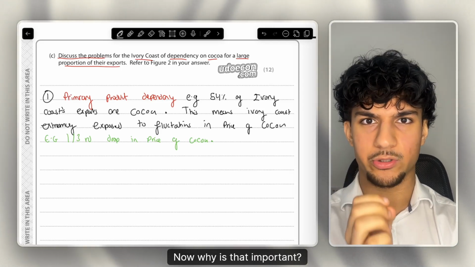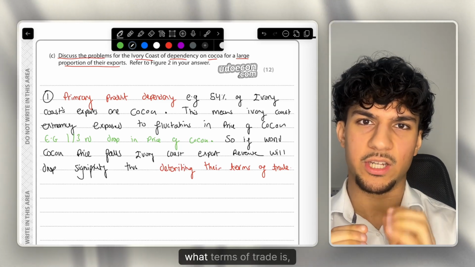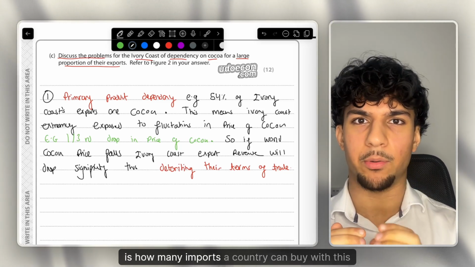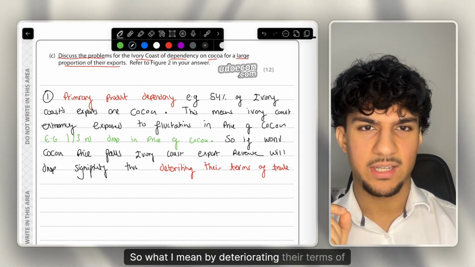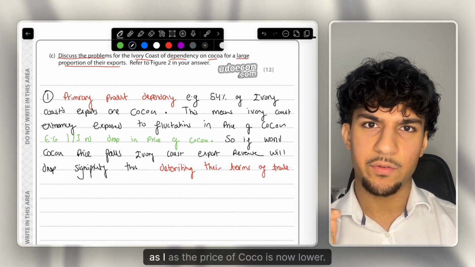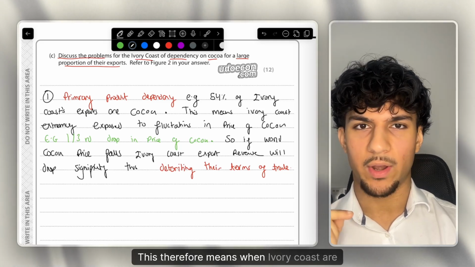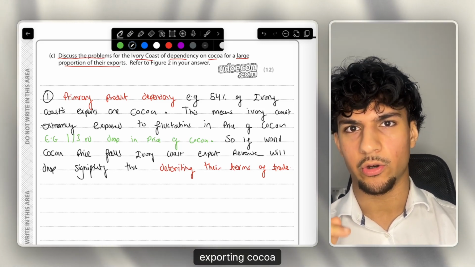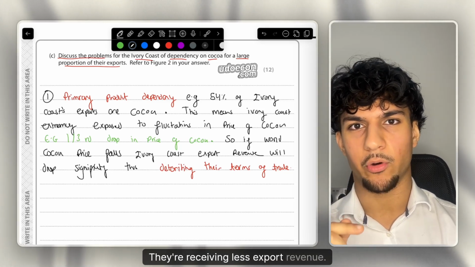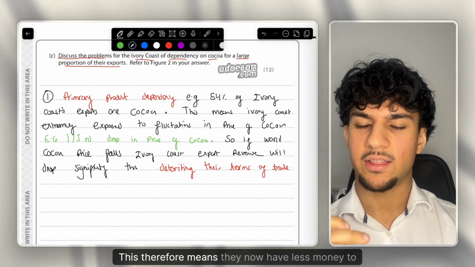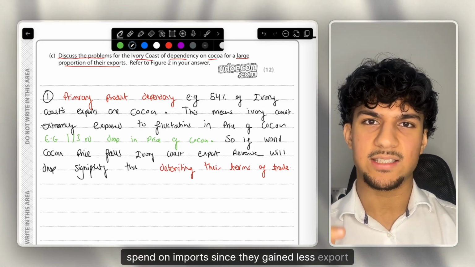Now, why is that important? A really simple way I sometimes tell my students to think of terms of trade is how many imports a country can buy with its exports. So what I mean by deteriorating their terms of trade is, as the price of cocoa is now lower, when Ivory Coast are exporting cocoa, they are receiving a lower price for it. They're receiving less export revenue. This therefore means they now have less money to spend on imports.